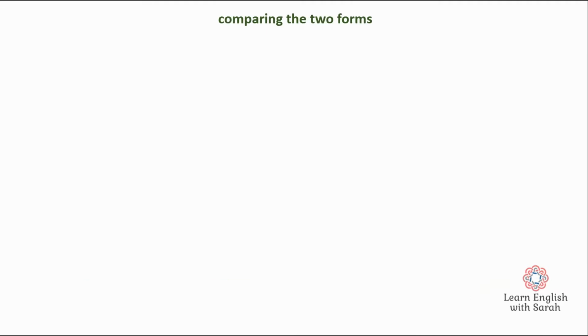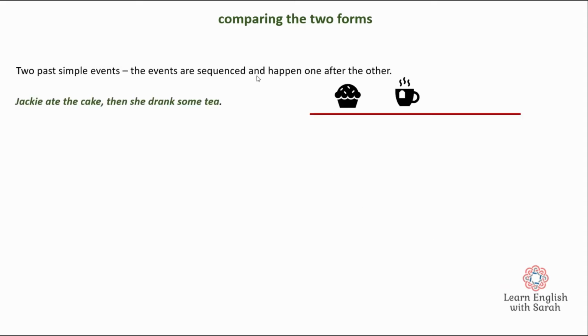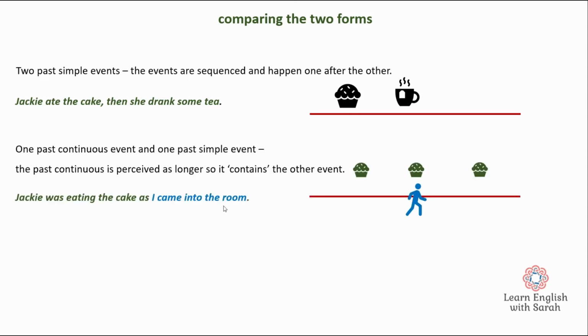Alright, so now let's start comparing these two forms then, okay? So as we said, past simple, sequencing events, 1, 2. That's no problem. What about then when we start to have one past continuous event and one past simple event? So in this situation here, we've got Jackie was eating the cake as I came into the room.